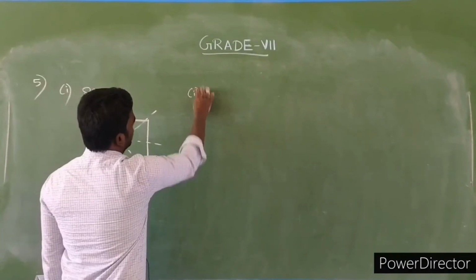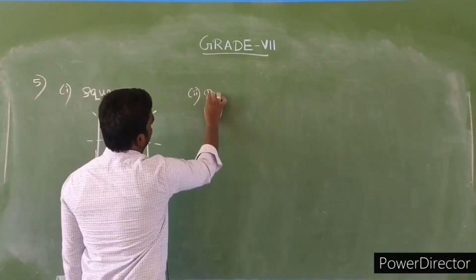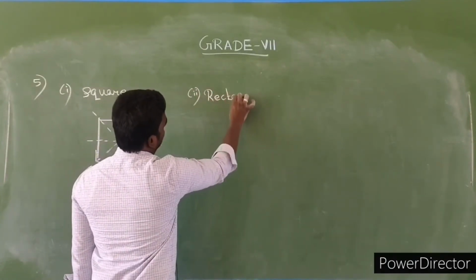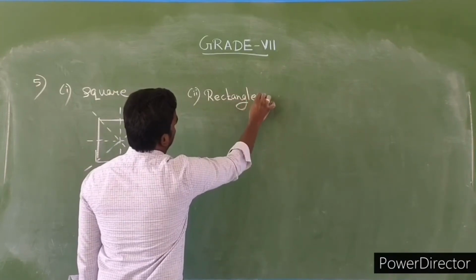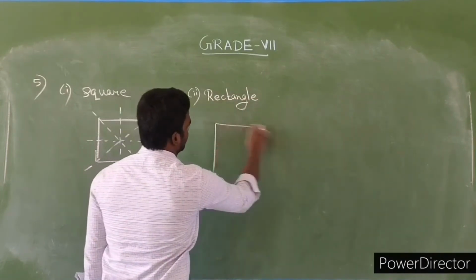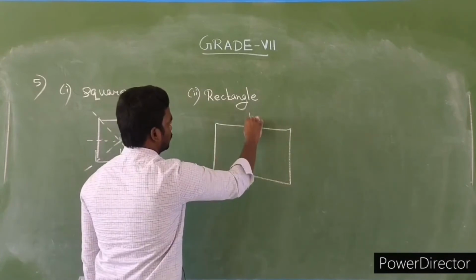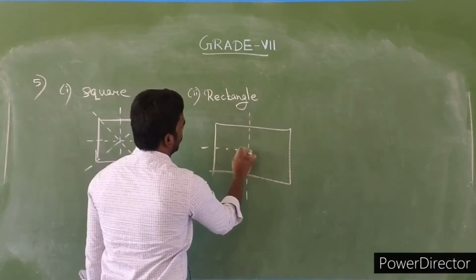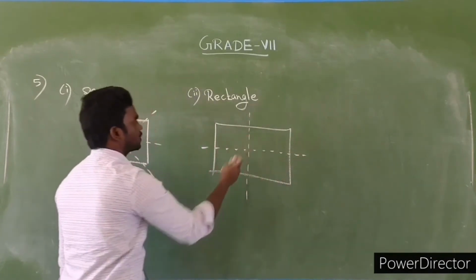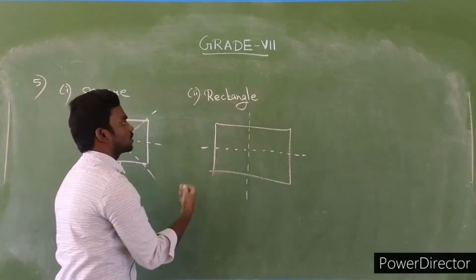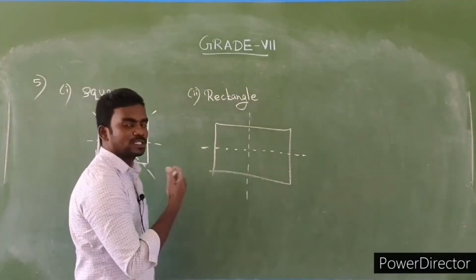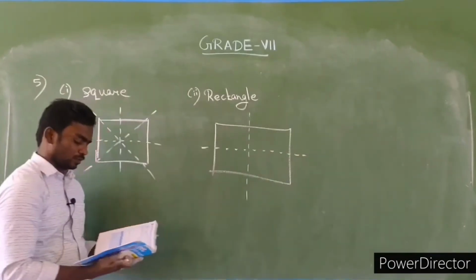Another example is the rectangle. How many lines of symmetry does a rectangle have? We know a rectangle has 2 lines of symmetry. And the rotational symmetry is also of order 2. So a rectangle also has both line symmetry and rotational symmetry of order more than one.